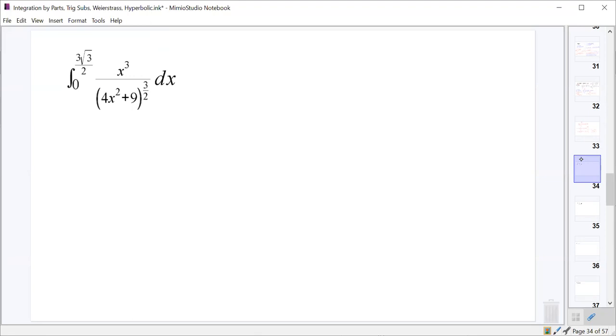The definite integral from 0 to 3 root 3 over 2 of x cubed over 4x squared plus 9 to the 3 halves.